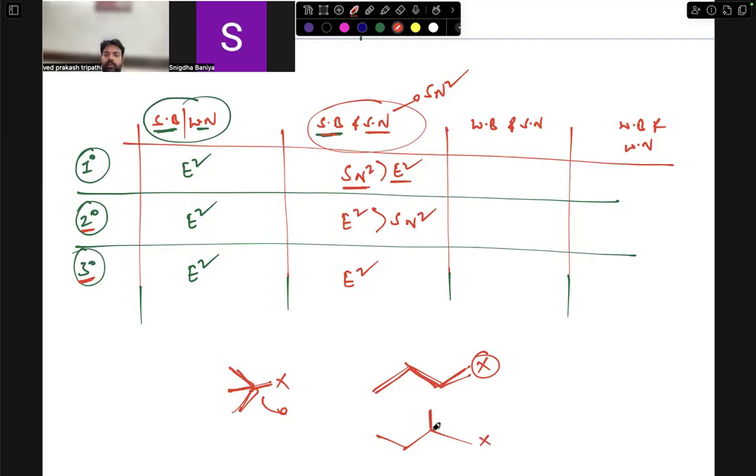You can see at this one. So in this case, nucleophilic substitution is not favorable, so we can say elimination would be good. Clear? Makes sense? Yes.